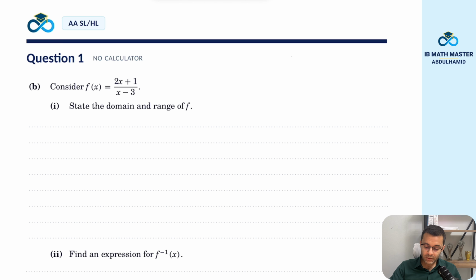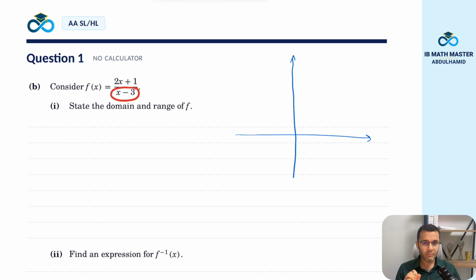To graph this, the graph has two asymptotes, a horizontal one and a vertical one. The vertical asymptote is the value of x that makes the denominator 0. If I make x minus 3 equal 0, then x will be positive 3. So 1, 2, 3, the graph will be here.